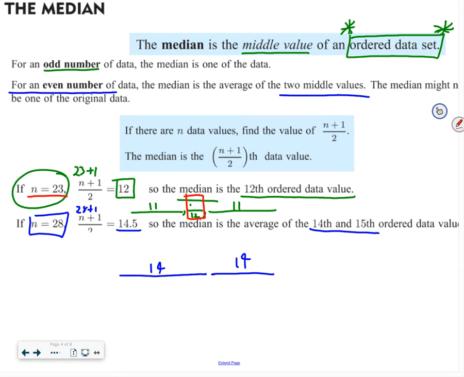So what we end up doing is taking the last number in this set, which would be the 14th one, and the first one in this set, which is the 15th, and then finding the average of these. Okay, so let's look at how this is going to work out.